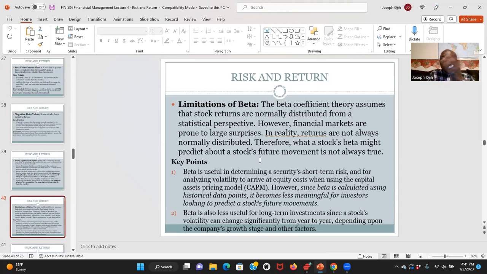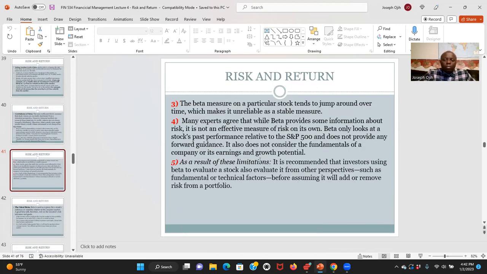Now, there are more limitations. I'll mention two or three more. The other one is that beta is less useful for long-term investment. I think I mentioned that already, because stock volatility can change significantly from year to year, depending on the factors that affect the company or the stage they are in production. Now, the beta of a stock can also jump around over time. So again, it is not reliable. It is unreliable as a stable measure.